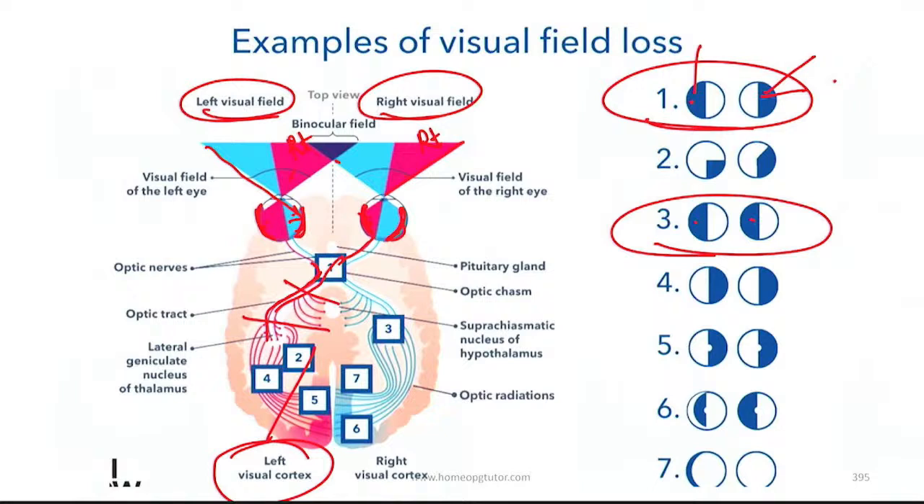Okay, similarly the vice versa in the other side. So here you can see the temporal side of one eye and the nasal side of the other eye is affected. That means it has affected the optic chiasma. The optic chiasma itself is affected. So any problem in the optic chiasma is present where? It is present just below the pituitary gland.